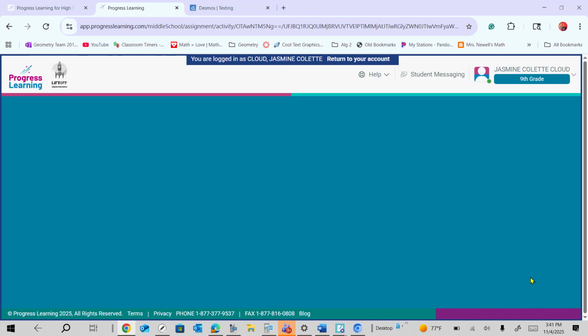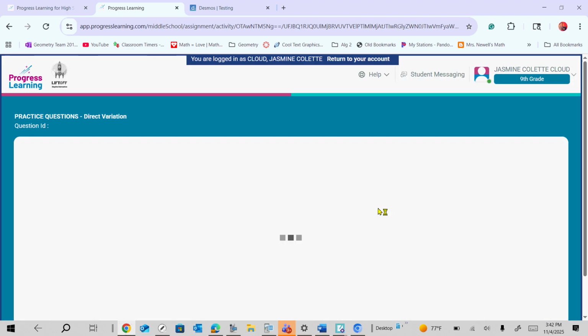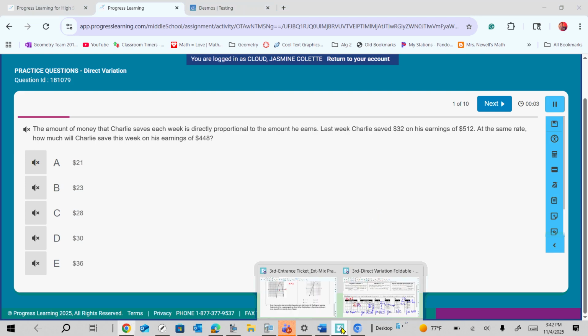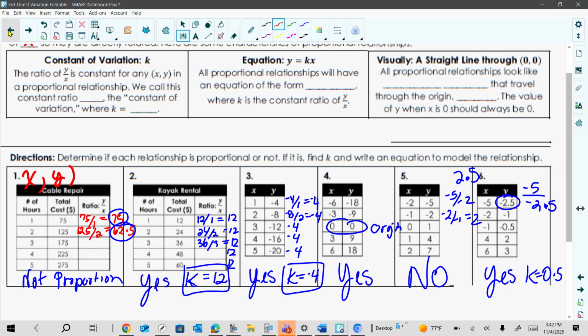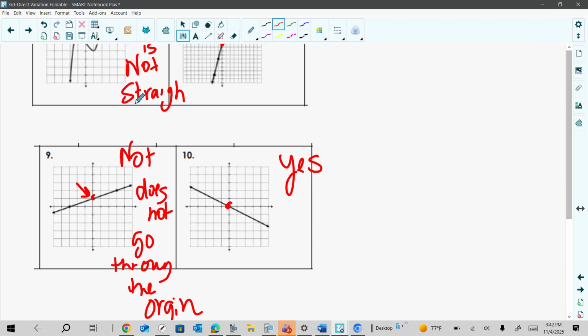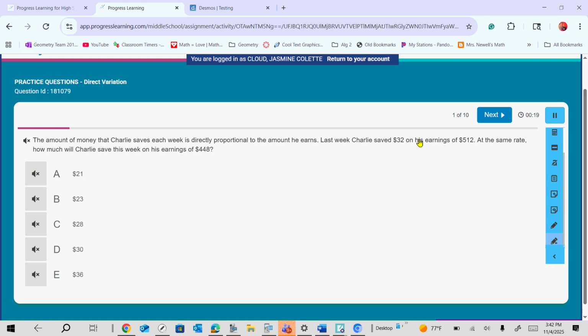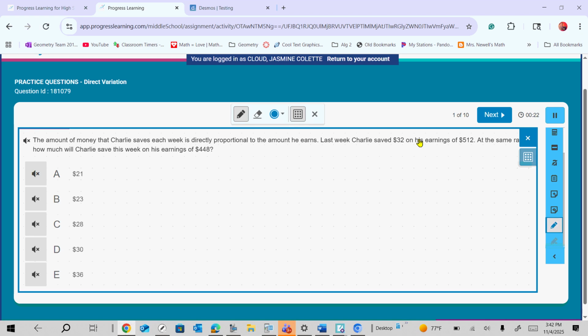So when you get to here, you're going to start, and you might want to refer back to these notes that I was talking about for direct variation right here to help you with some of the problem solving and the characteristics you're looking for. So when I look at this problem here, and I'm going to use my draw tool, we know that the amount of money varies each week, directly proportional to the amount earned.